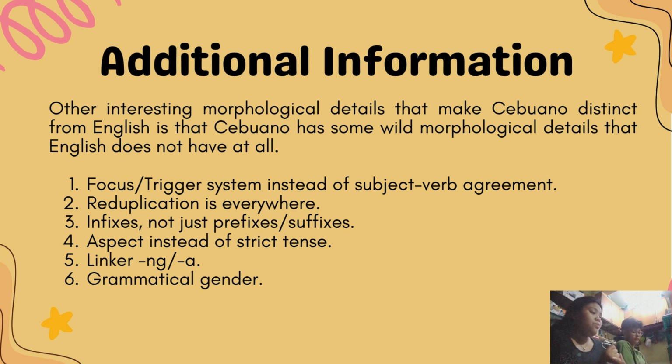Fourth is that it expresses aspect rather than strict tense, indicating whether an action is completed or ongoing. For example, nikaon ako or mukaon ako, instead of fixed past, present, or future forms. Fifth is that Cebuano uses linkers like ng or nga to connect words, a feature absent in the English language. Finally, it has no grammatical gender, using only siya for all persons, unlike English, which distinguishes gender through pronouns such as he, she, it, they, them, and so on.